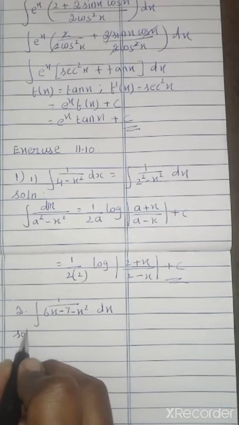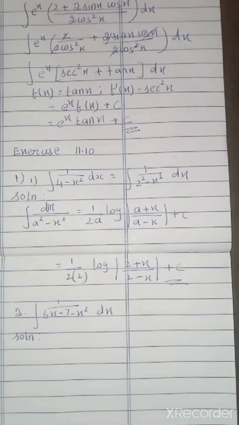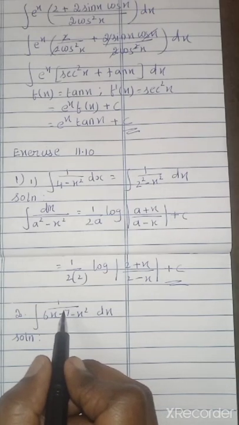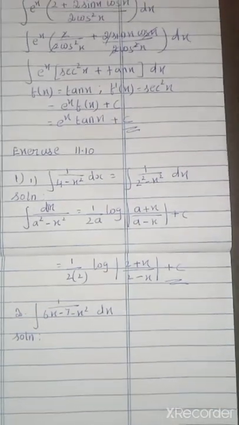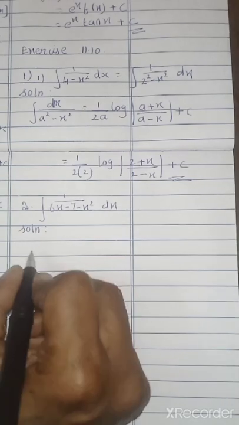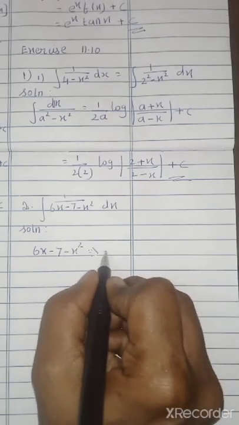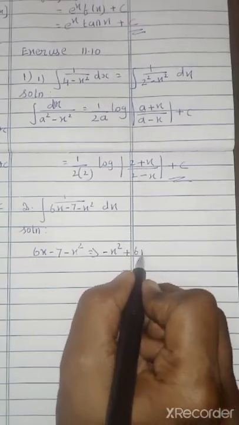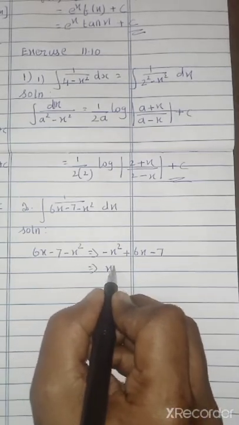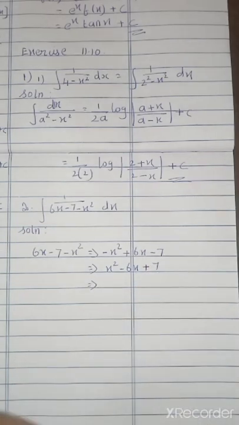Now look at this problem. This is not in the format of a square plus or minus x square. So first you have to change the denominator by using the completing the square format. If you use the completing the square format, then we can use the formula directly. What is given in the denominator? 6x minus 7 minus x square, that we can rewrite as minus x square plus 6x minus 7, correct? So change all the sign, x square minus 6x plus 7. Now you can use completing the square format.